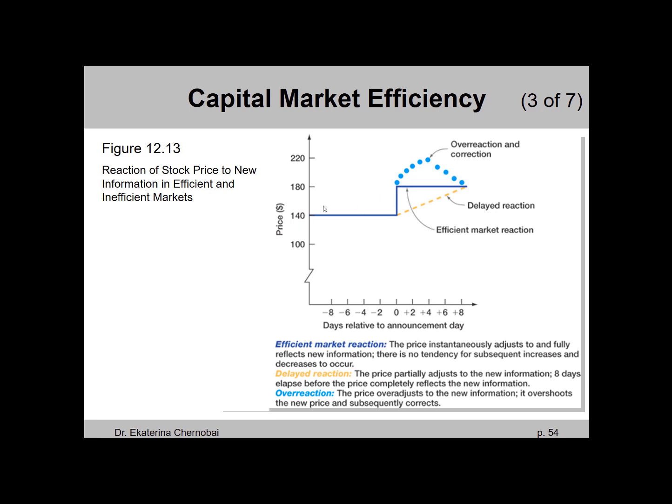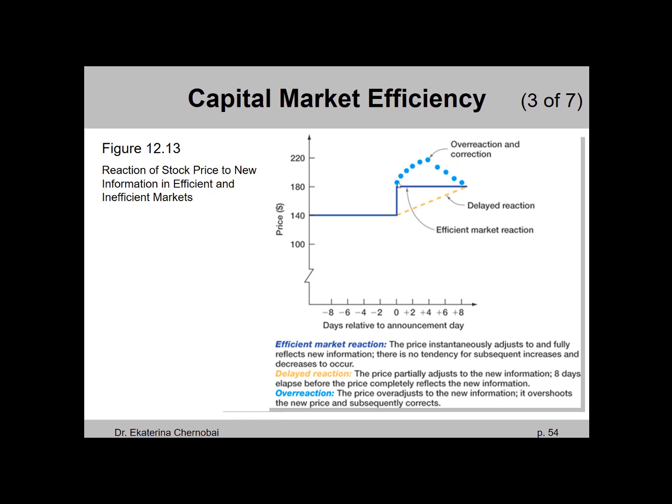This step, the solid blue line, is efficient for 2 reasons. The definition of efficiency is quick and correct adjustment. It's quick because the announcement changes the price right away that same day. It's correct because it stabilizes at the new level right away and stays there. It doesn't change anymore. That's why the solid blue line reflects efficient market reaction.